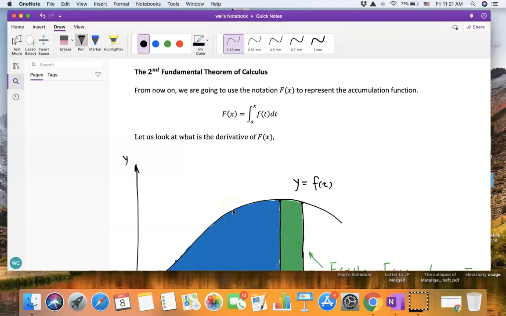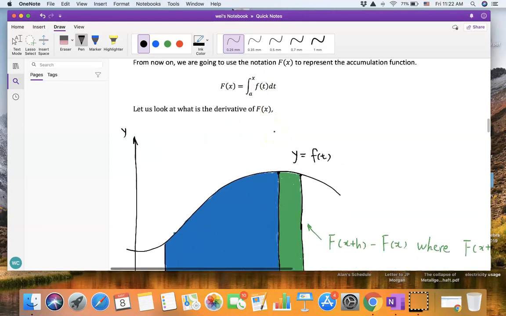Hello everyone. In this video, I will show you a very important result in Calculus 1. This result is called the fundamental theorem of calculus. So in this video, I will show you the second fundamental theorem of calculus. So if we write the accumulation function F(x) as the integral from a number a to x of f(t) dt.